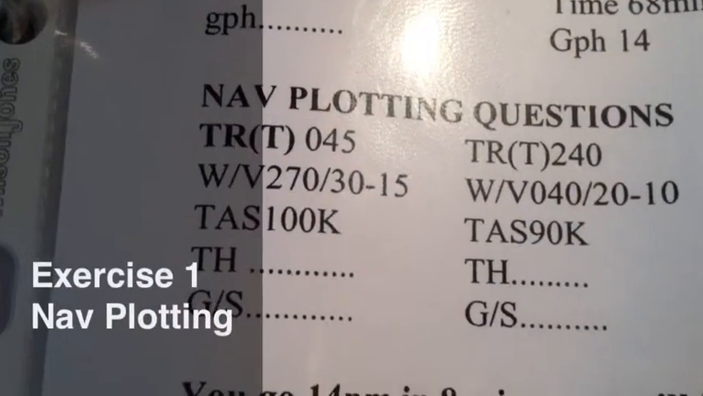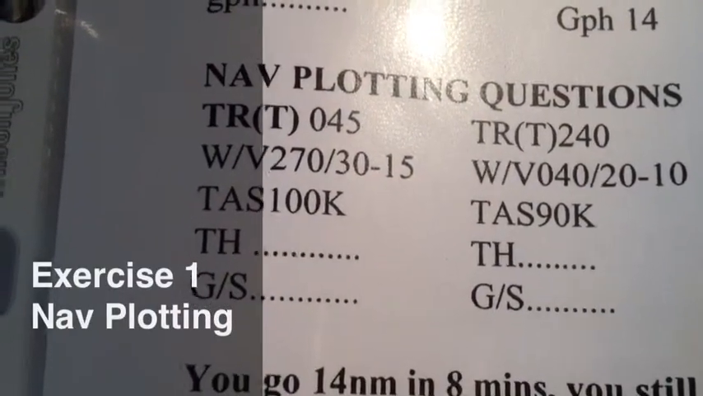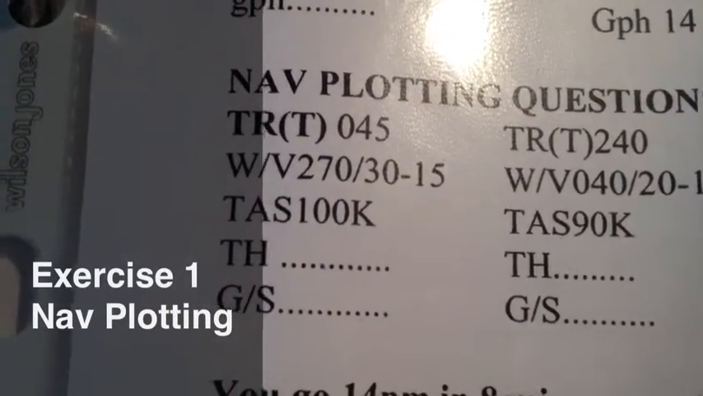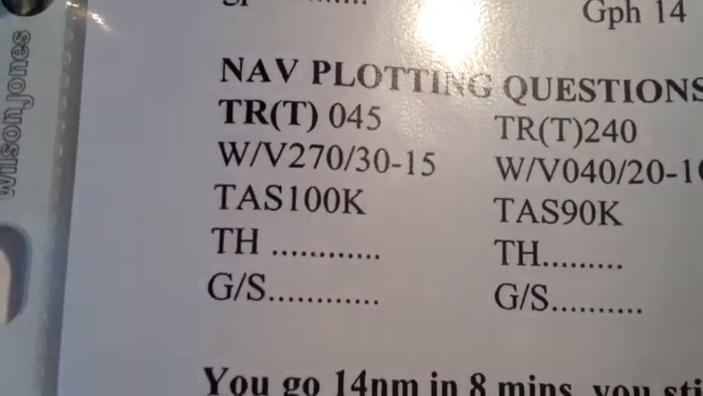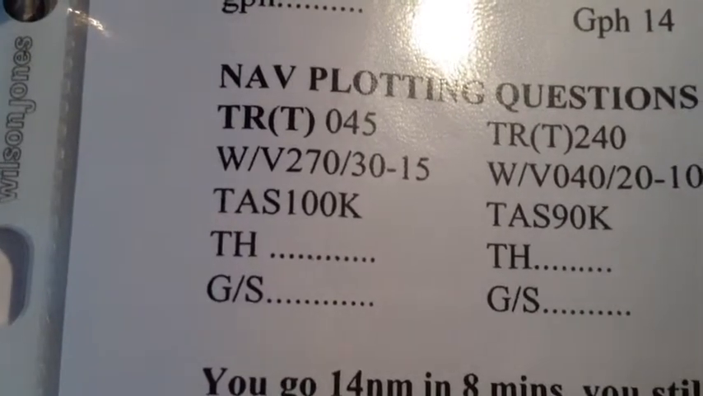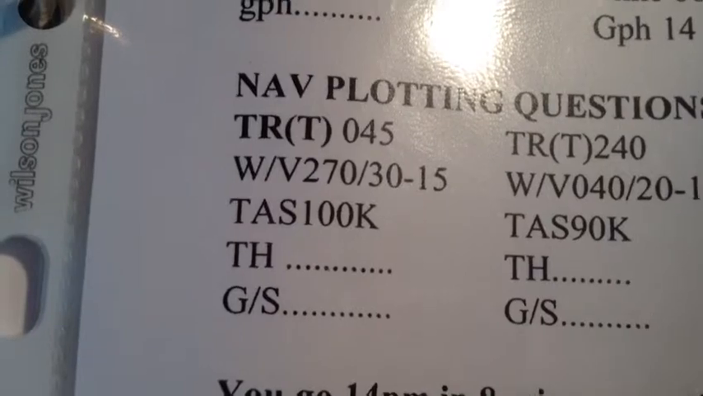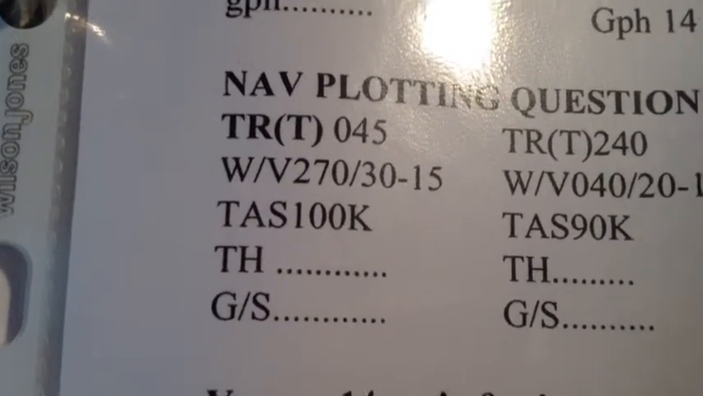Okay, we're going to take a look at our nav plotting questions here on exercise 1. These are going to involve the wind face of the E6B flight computer, and one of them is going to involve both sides. We're going to be doing a true airspeed conversion in one of these problems as well. Let's take a look at the first one.